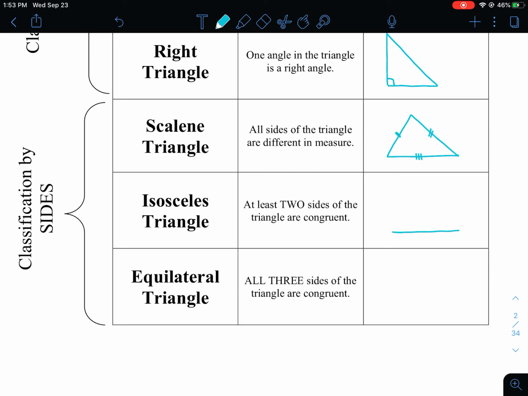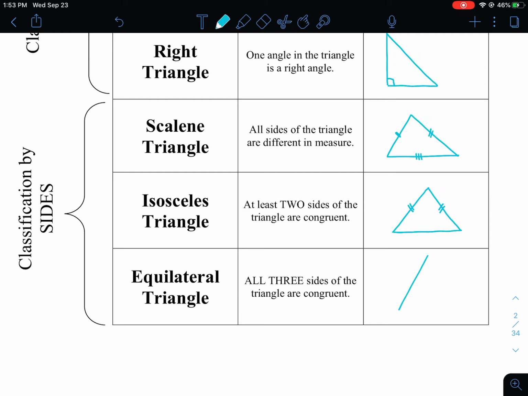The second one is an isosceles triangle. And in an isosceles triangle, and I'll draw this as accurate as I can, only 2 of the 3 sides are congruent. The third side is not. So at least 2 of the sides of the triangle are congruent.